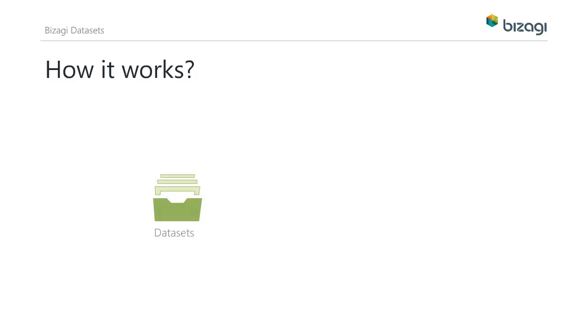Datasets store business information in a denormalized manner. This means that datasets hold this data in a single table-like structure. That is, without relationships, just like a CSV file does.